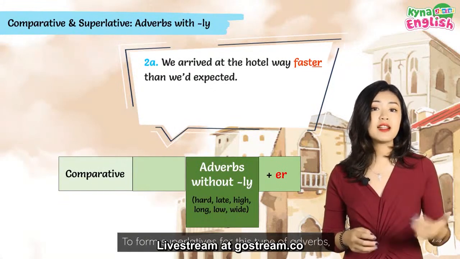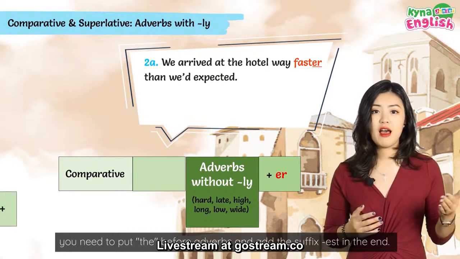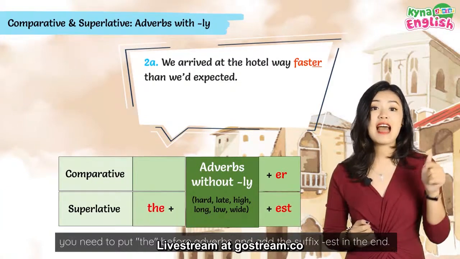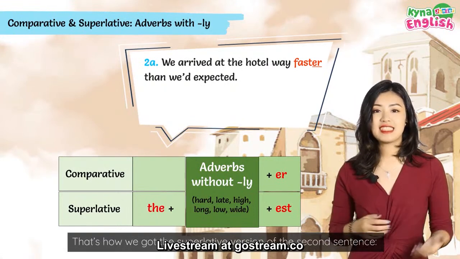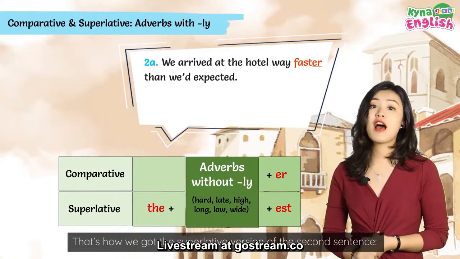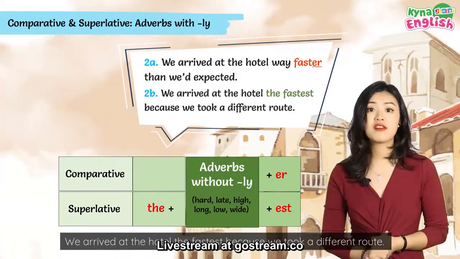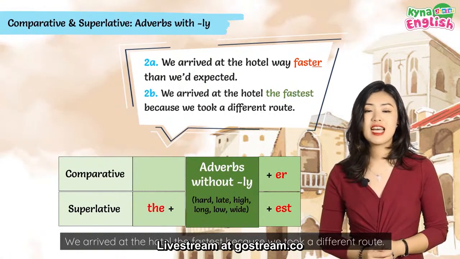To form superlatives for this type of adverbs, you need to put the before the adverbs and add the suffix est in the end. That's how we got the superlative version of the second sentence. We arrived at the hotel the fastest because we took a different route.